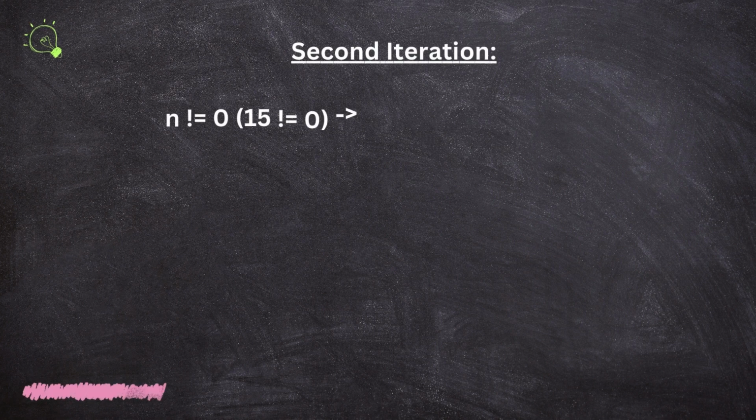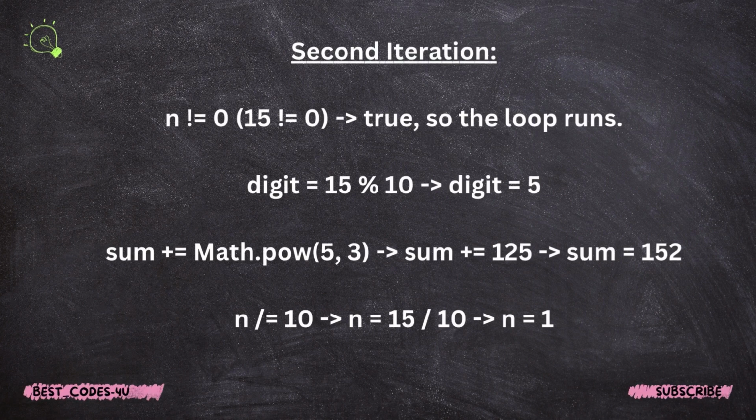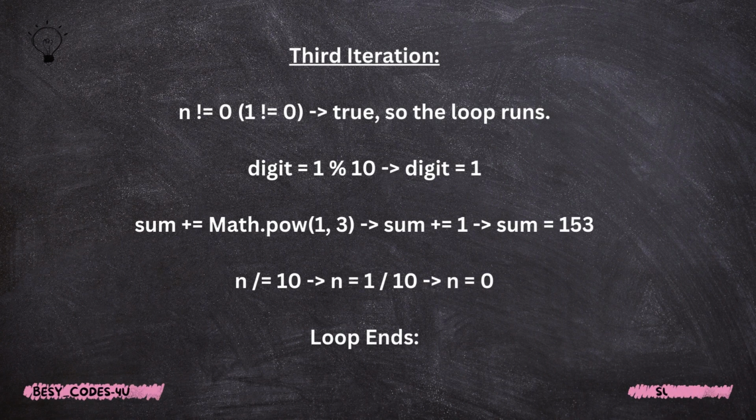In the second iteration, n becomes 15, which modulo 10 extracts the last digit 5, and its power becomes 125. Again, n, which is 15, is divided by 10, leaving 1. In the third iteration, n is 1, and its cube is 1 which is added to the sum. After dividing by 10, n becomes 0, and the loop ends.